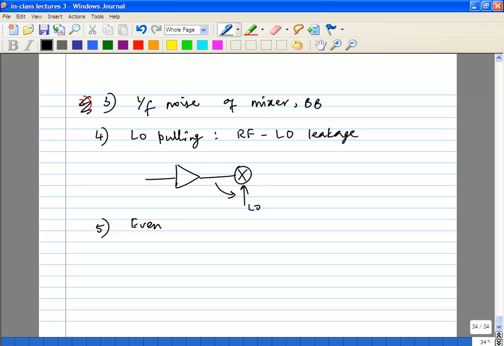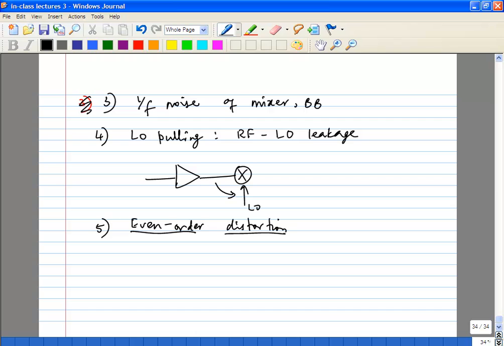Okay, the other big one. Some of these can be showstoppers, others are an annoyance, but things like LO pulling may not happen always. Those kinds of things may be in specific cases. But obviously DC offsets, 1 over F noise, they are all common to all direct conversion systems. The other thing, even order distortion. Now this is big.